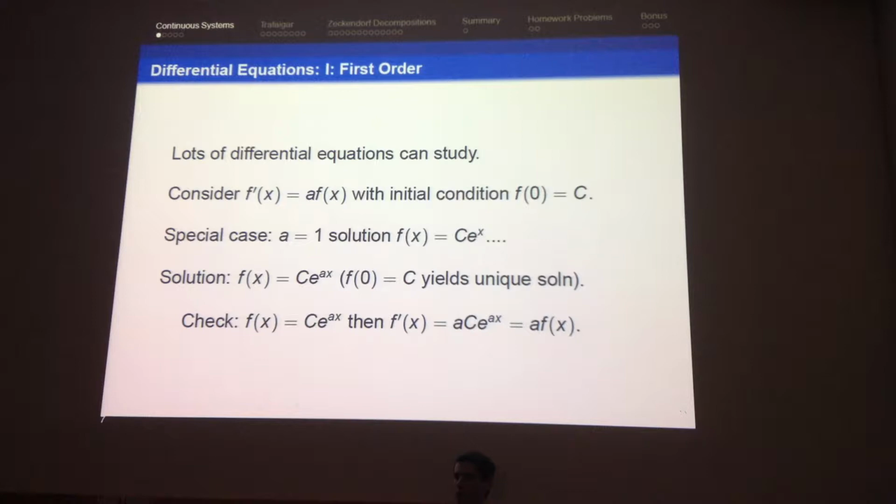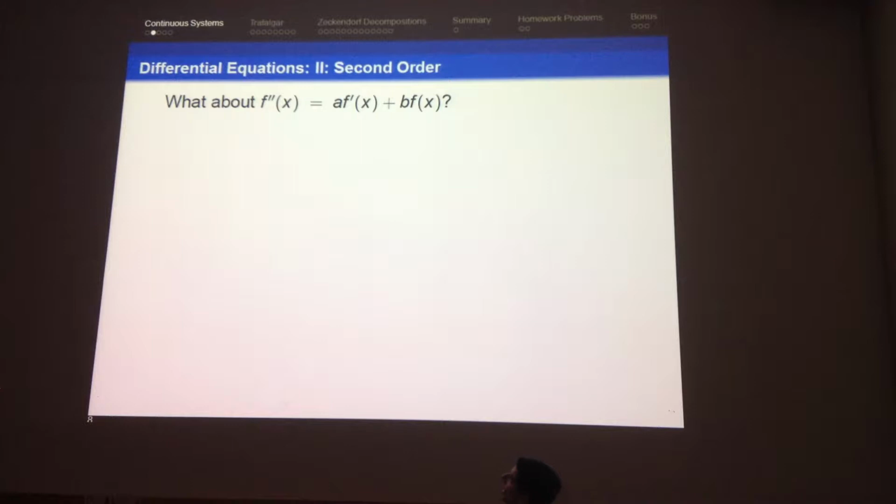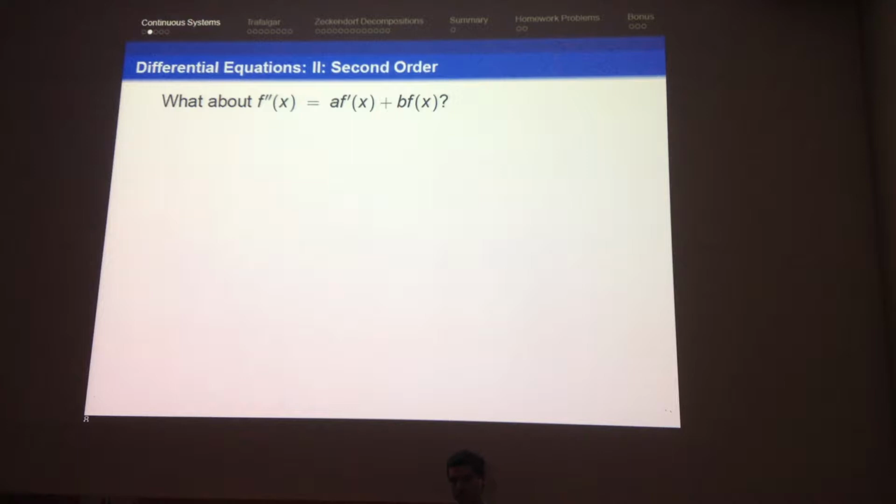Multiplication is commutative, okay? So it doesn't really matter what order I write the algebra. That will change later. All right, what about f double prime is af prime plus bf of x? So now this is a second order differential equation. You would expect to need two initial conditions to uniquely determine what's going on. Any thoughts as to how we would solve this or what this kind of looks like? Where have we seen something like this before?